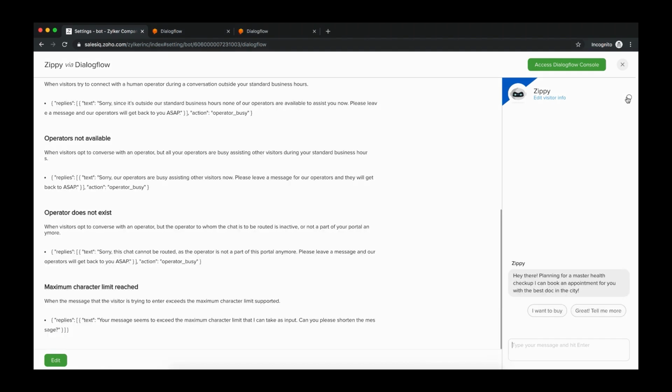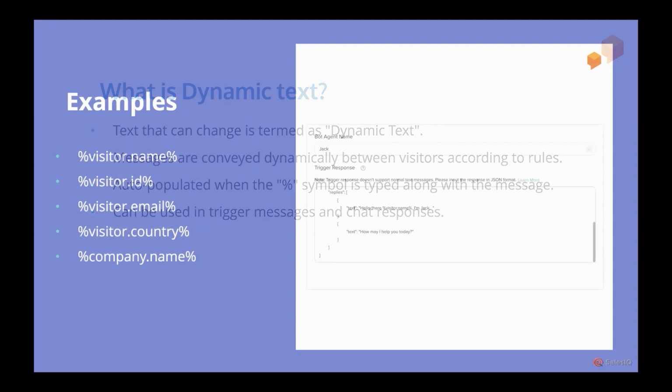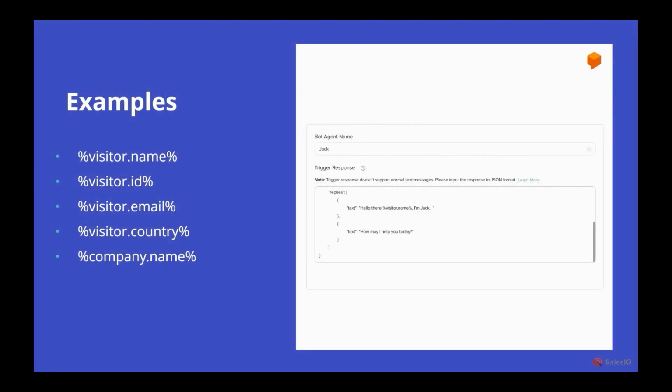And then dynamic text. So the text that can change is termed as dynamic text. Messages will be conveyed dynamically from one visitor to another as mentioned in the defined rule. So the dynamic text is usually populated by using the percentage symbol typed along with the message. So Zoho SalesIQ supports dynamic text in Dialogflow responses, and so you can use the dynamic text inside your trigger messages and your chat responses.